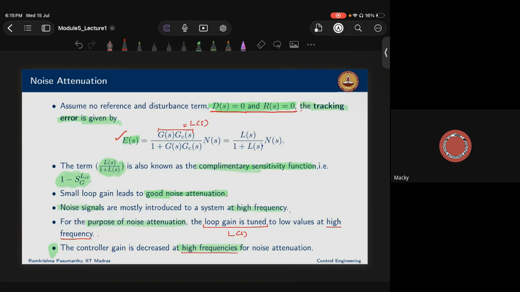Here the noise signals are majorly generated at high frequency components. Here also you can tune your L of S to lower values at higher frequencies, because this is also in the denominator. That will result in reducing the noise components. So that is how you can handle the disturbance reduction and noise component in the closed loop system.